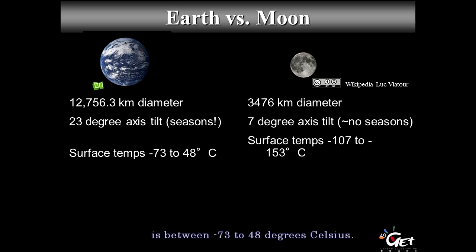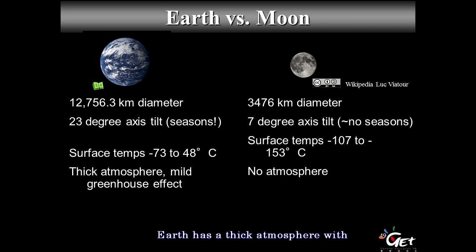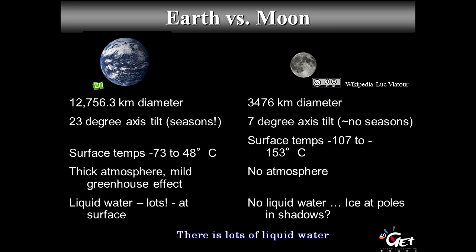The surface temperature of the Earth is between minus 73 and 48 degrees Celsius, and on the Moon it's always negative. There's no atmosphere to trap heat, so no greenhouse effect. So it's always cold on the Moon. Earth has a thick atmosphere with a mild greenhouse effect, while the Moon has no atmosphere. There is lots of liquid water at the surface of Earth, as you all know. There is actually no liquid water on the surface of the Moon, but there is ice at the poles and in the shadows. So there is some water on the Moon, but not in liquid form.